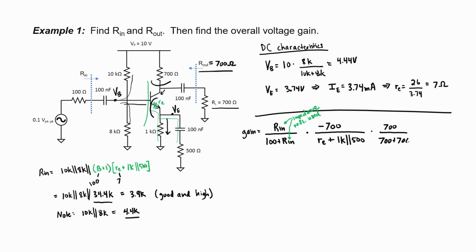If we plug in numbers for all of these terms, our input divider gives us 0.975. Again, the circuit has a nice high input impedance. Our gain here is negative 2.06, and then our output divider gives us a gain or attenuation here of a half. Our overall gain is negative 1, just like we estimated through inspection.